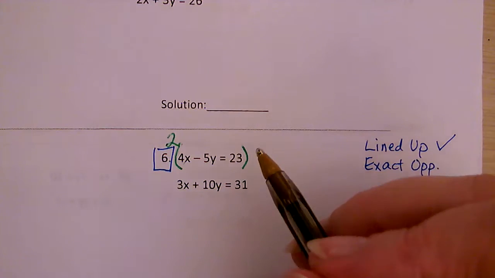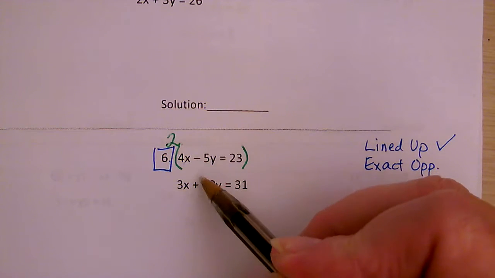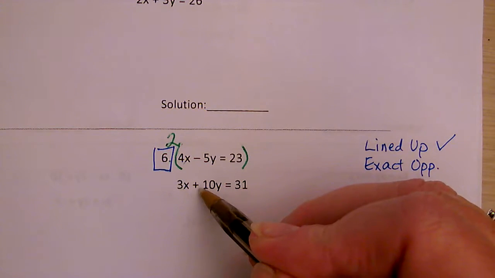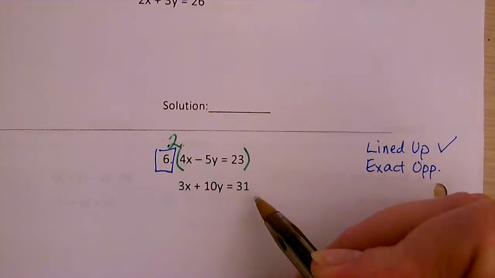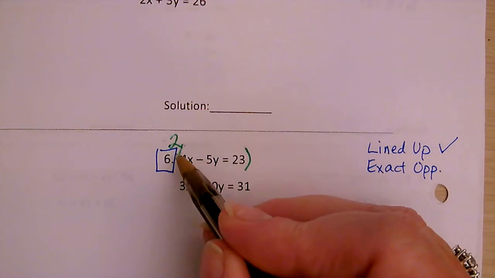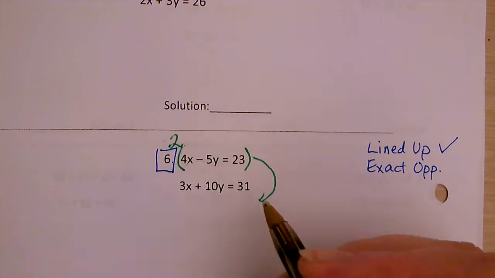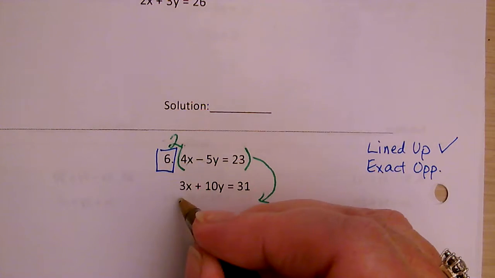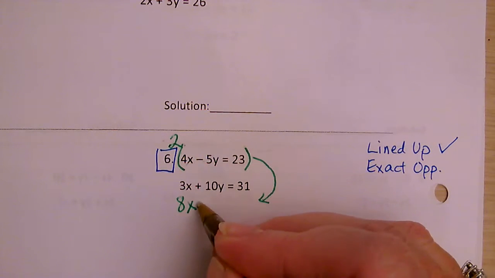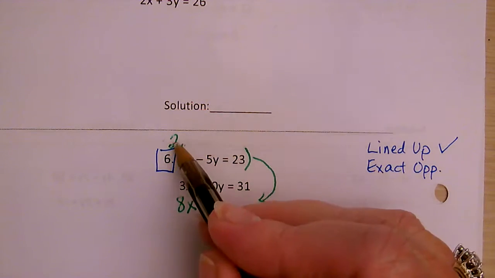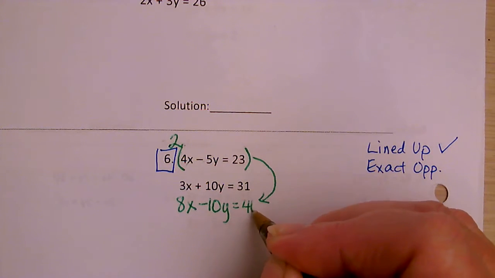And then I need to ask, do I have opposites? And if I look in front of the y's, I do see that this one's positive and this one's negative. So I don't have to worry about putting a negative out here with a 2. The negative is already there. So I'm just going to take the 2, and then I'm going to write this one underneath here. So 2 times 4 is 8x. 2 times 5, and that's with a negative, so that's negative 10y. And then don't forget the last number, 2 times 23 is 46.